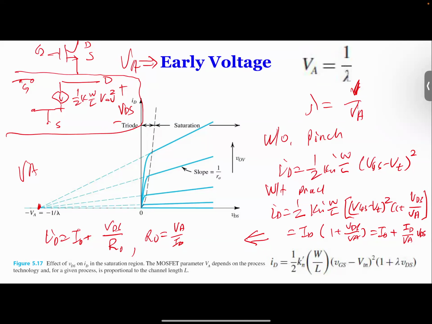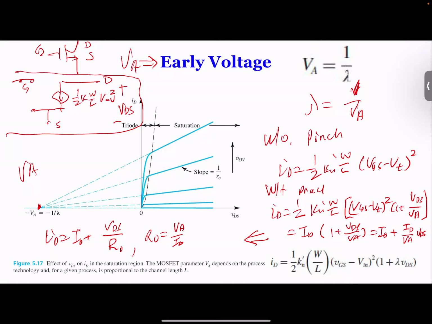So once your transistor is designed, VA is a given number, and ID often is given. Basically, when VGS is given, your ID is given. So when ID is given and VA is given, this is actually a constant, which means RO is a constant as long as the ID is fixed. But if ID is changing, RO will change. And then you have VA over ID, which gives you resistance, and VDS is there.